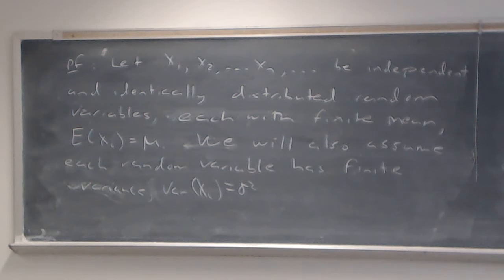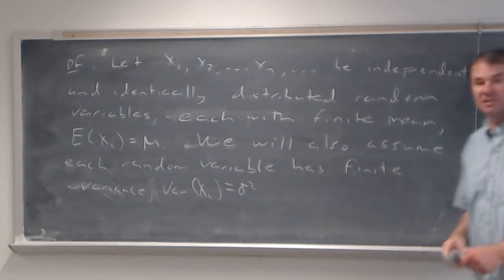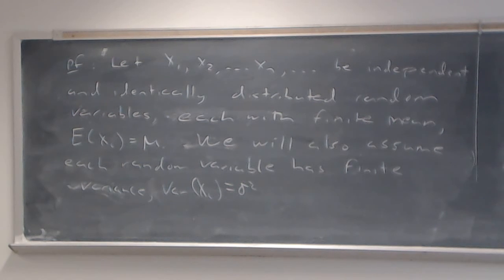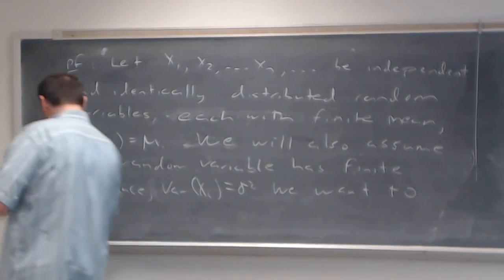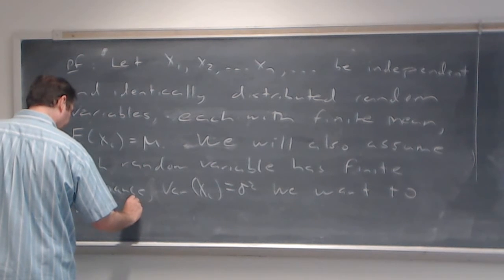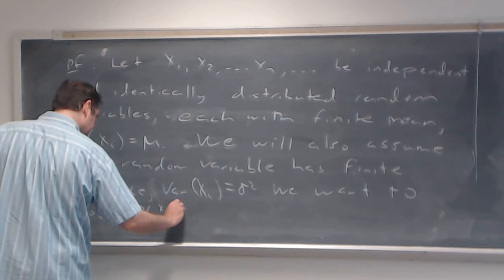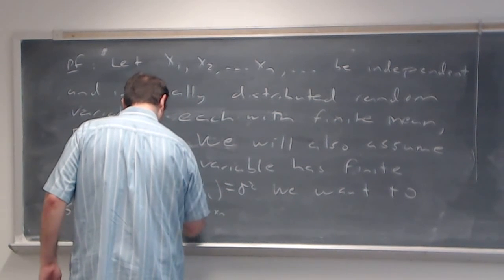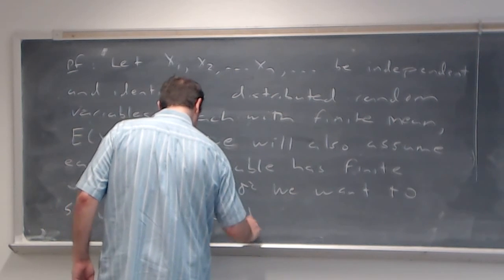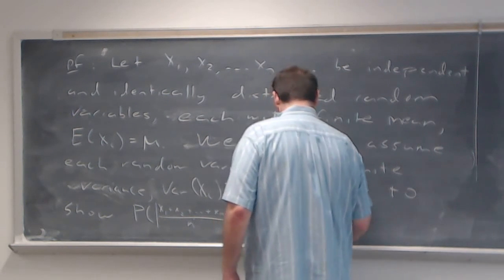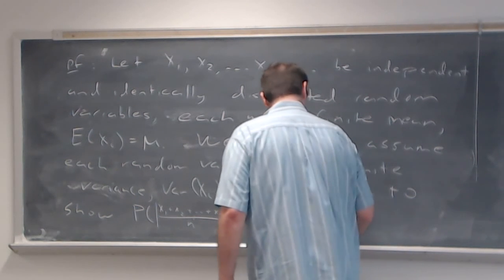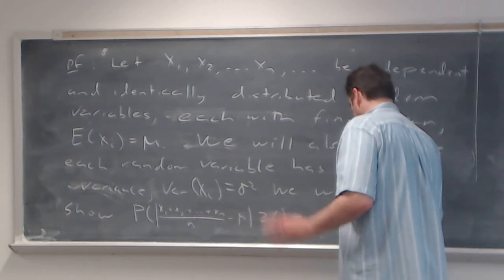Okay. Now, with this additional hypothesis of finite variance, we're putting ourselves in a position where we can apply Chebyshev's inequality. But to apply it, remember what it is we want to show: that the probability of X1 plus X2 plus all the way up to Xn, over n, minus mu, being greater than or equal to epsilon, is going to go towards zero, for any epsilon greater than zero.